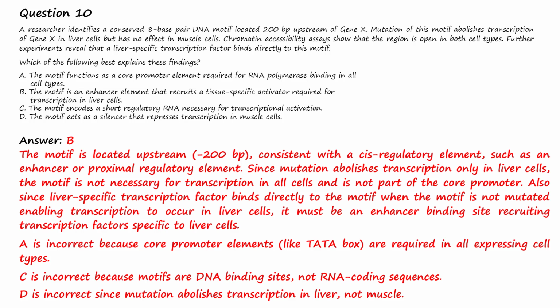A is incorrect because core promoter elements like the TATA box are required in all expressing cell types. C is incorrect because motifs are DNA binding sites, not RNA coding sequences. D is incorrect since mutation abolishes transcription in liver, not muscle.